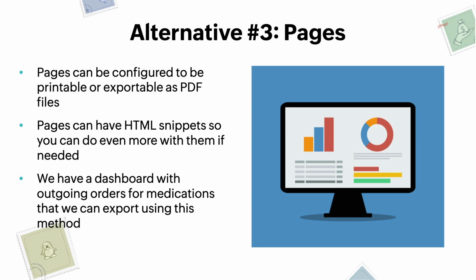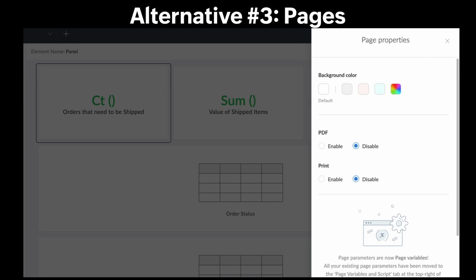So you can actually export pages as PDFs, and directly print them as well. A lot of people don't know this, but in the properties of any page, you can just toggle enable PDF or enable print, and then at the top right of your dashboard, you have a nice little print button or PDF button, and it'll go ahead and export your entire dashboard as a PDF for you to use.